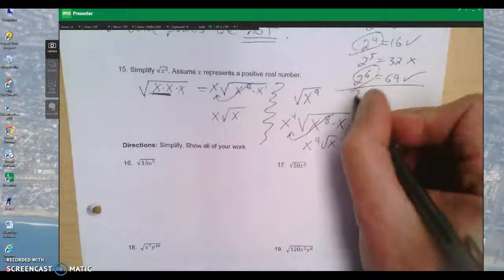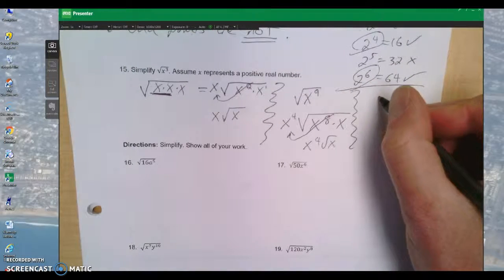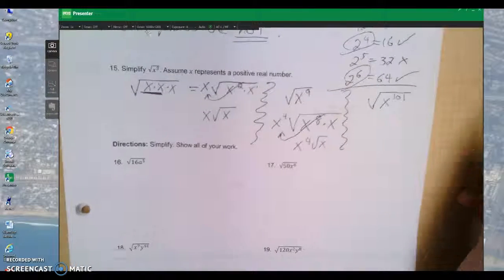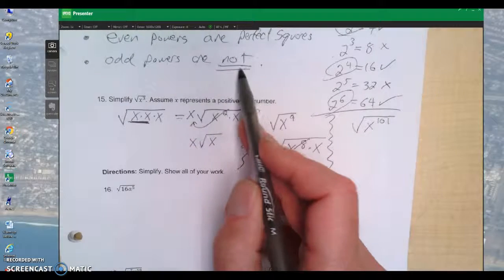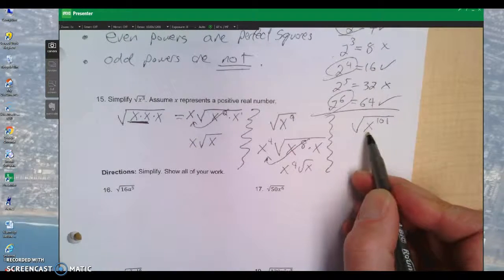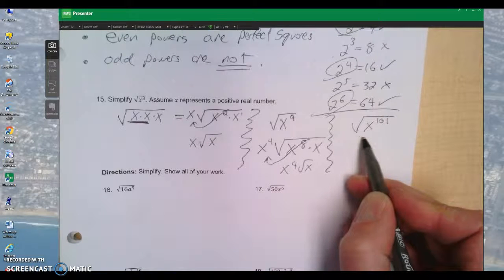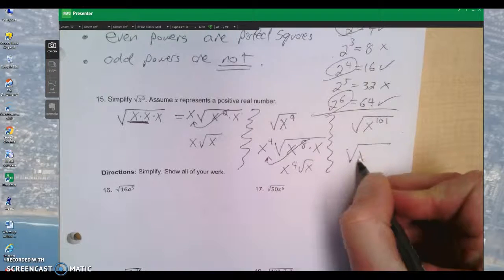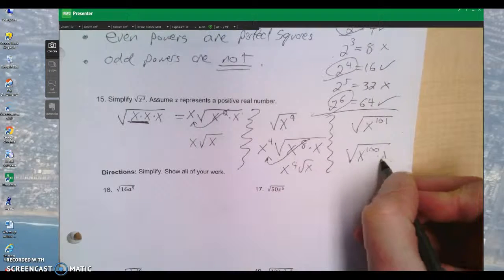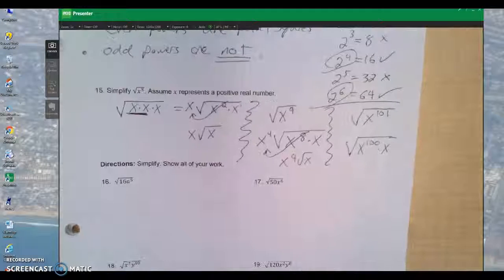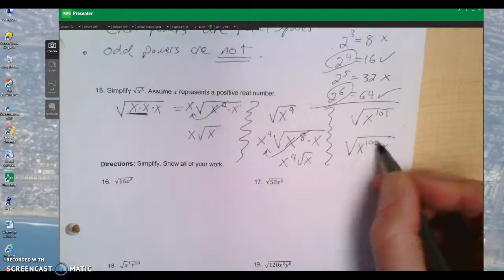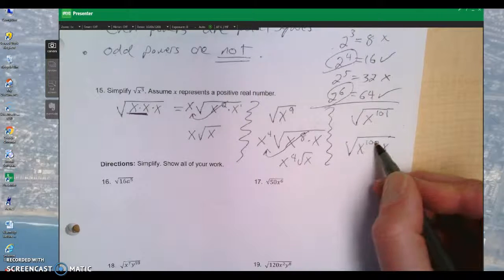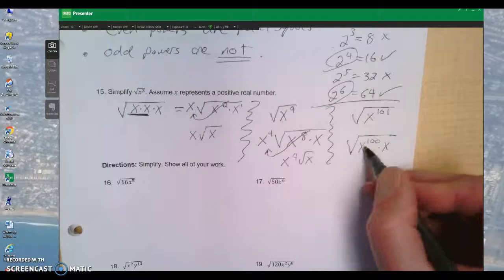We can even do one more. The square root of x to the 101st. It's an odd power. Well, 101, this means that there's x multiplied by itself 101 times. Well, couldn't I just take 100 of them and multiply it by one more to get me back to 101 if I wanted? Well, the reason this helps is because this is a perfect square. Now be careful, guys. The square root of x to the 100th isn't x to the 10th. It's half of the power.